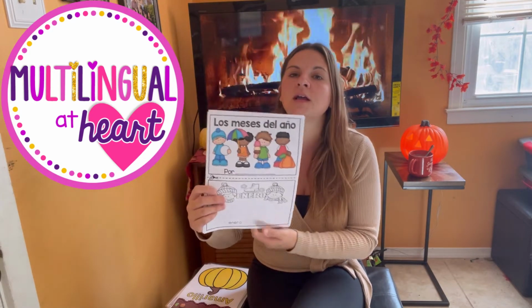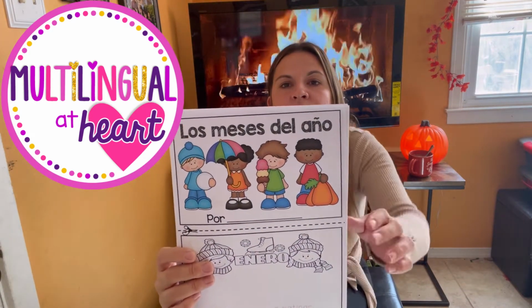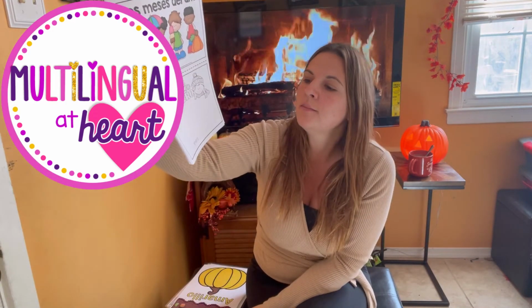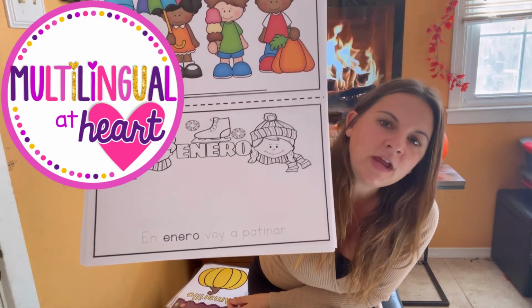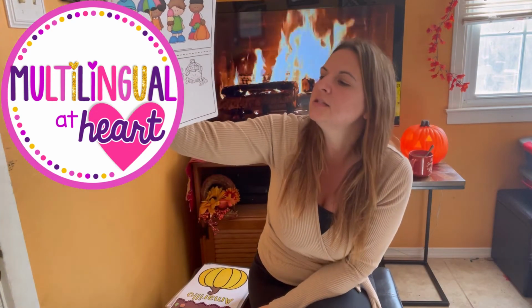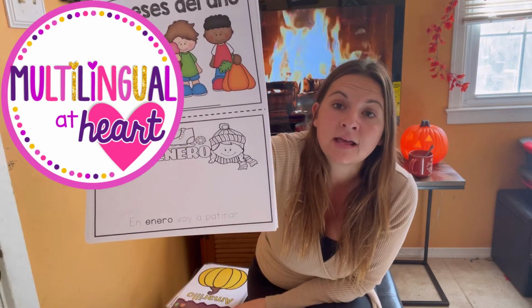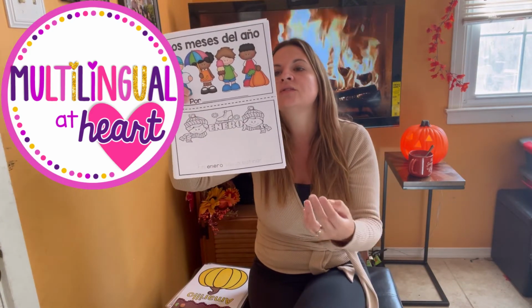So this book is called Los Meses Del Año, and this is an emergent reader. As you can see, they trace the sentence. So this one says, enero. En enero voy a patinar. So we talk about that together as a group.